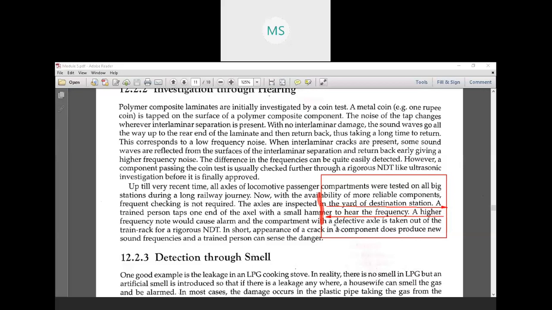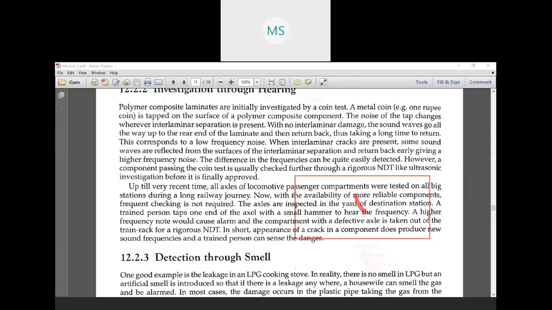Because of this long time, the frequency of that noise will be reduced, because t is inversely proportional to f. So taking a long time, that is why the frequency is low. Okay, now let us see the other case. Now in this same figure, suppose the same system has some defect here in this part.